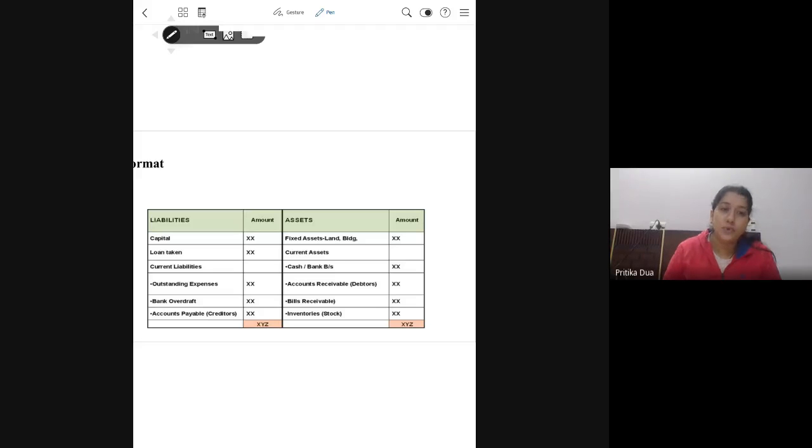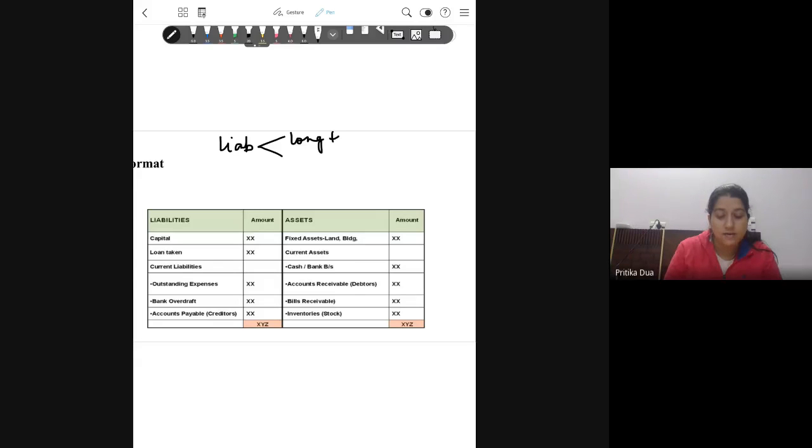Once both these sides tally, you know that you have attempted the question correctly. So let's move to the liability side. In the liability side, the first liability is capital, which the owner brought into the business. After that, any loan taken by the business is also a liability for the business. Any current liability. So when we talk about liabilities, I'm just repeating this. You have long term and you have short term, which are known as current liabilities.